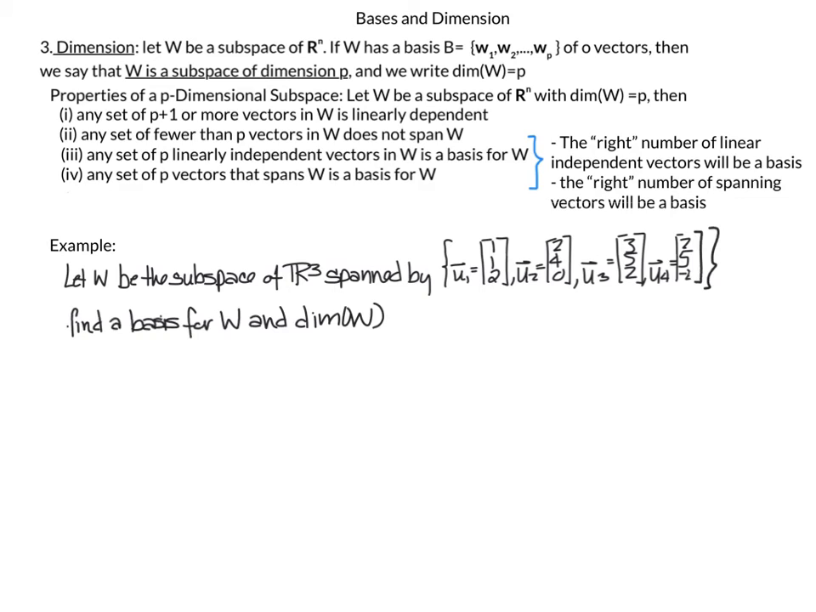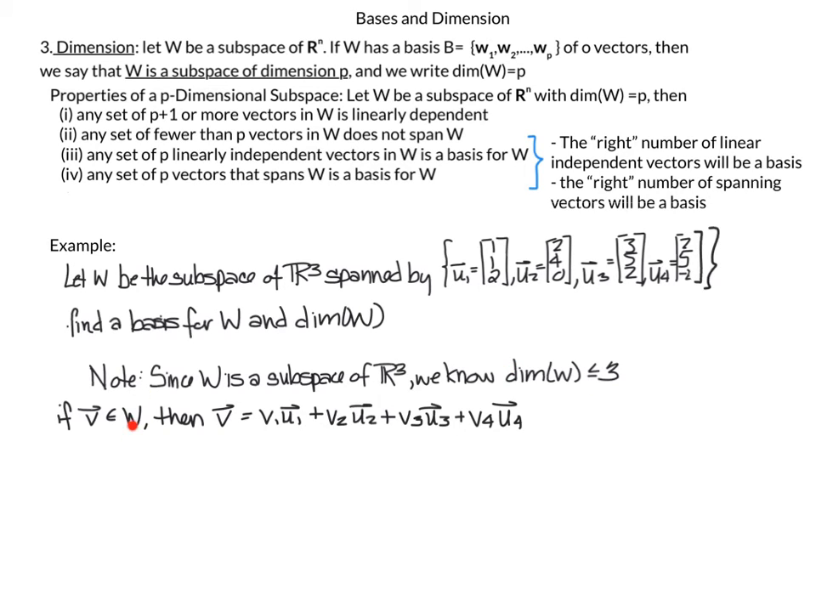So this is the second to the last problem. A little bit harder. Find the basis for the subspace spanned by u1, u2, u3, and u4, where u1 is (1, 1, 2), u2 is (2, 4, 0), u3 is (3, 5, 2), and u4 is (2, 5, negative 2). So we want to find a basis for W and the dimension of W. First to note, since W is a subspace of R3 and the dimension of R3 is 3, we know the dimension of W has to be less than or equal to 3.